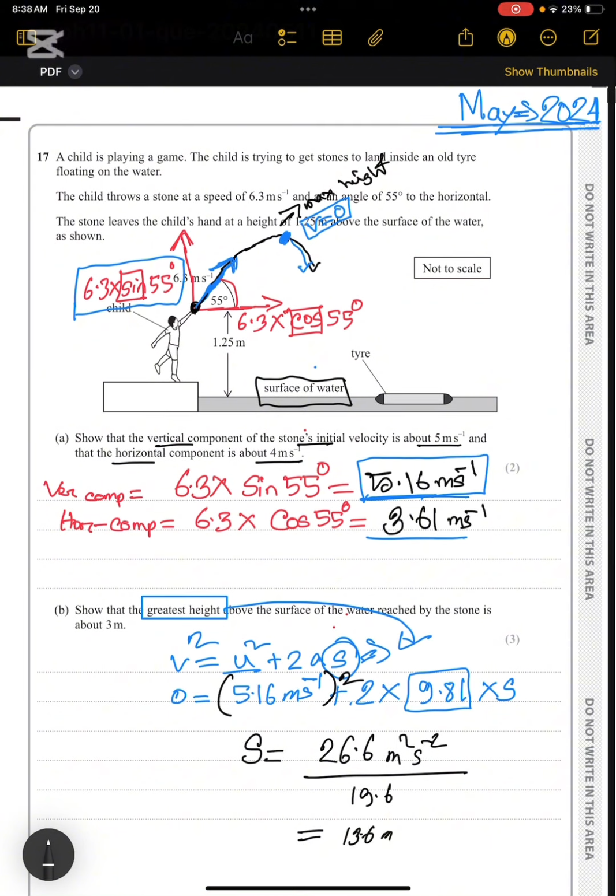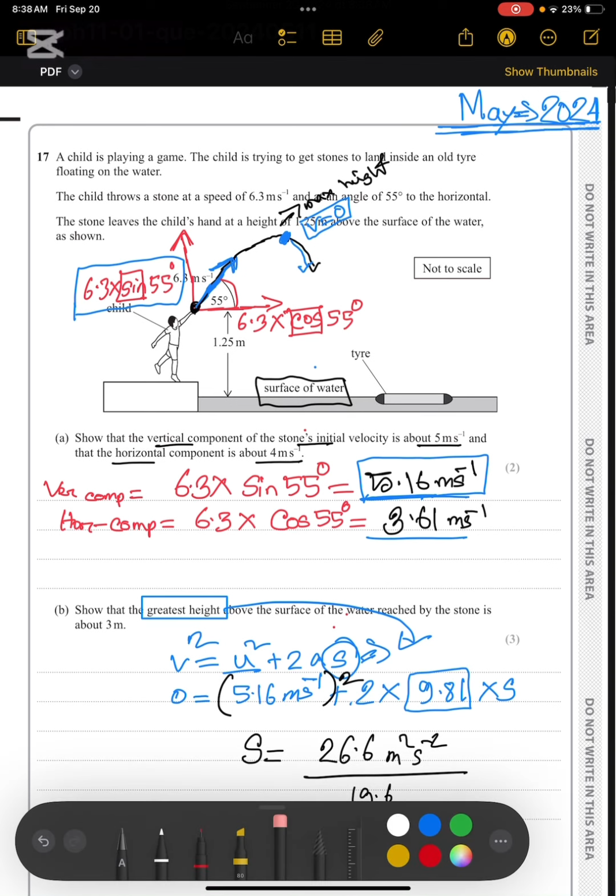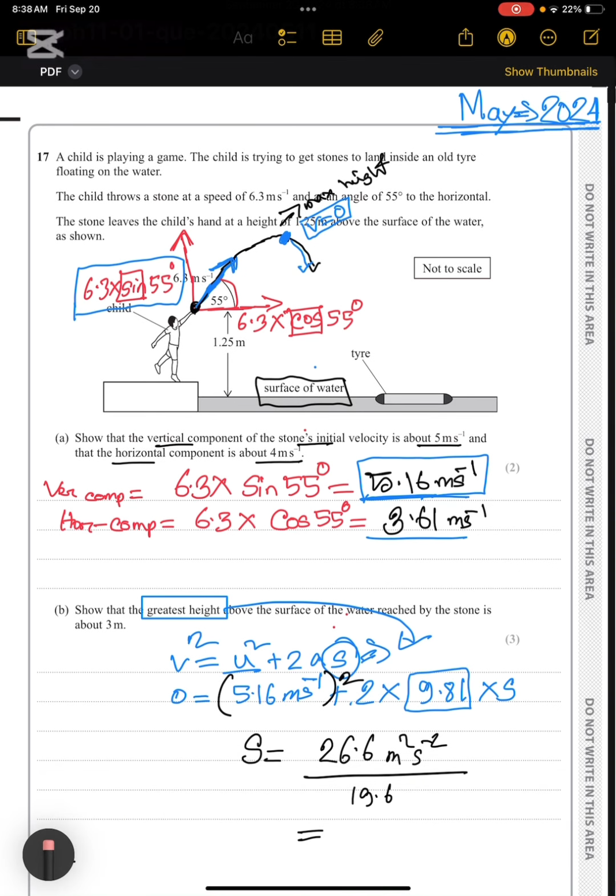Sorry, 1.36 meter. It will be 1.36 meter above this height. This is the 1.36 meter. But we have been asked to find out the height above the surface of the water. So we have to take this 1.25 into consideration as well.